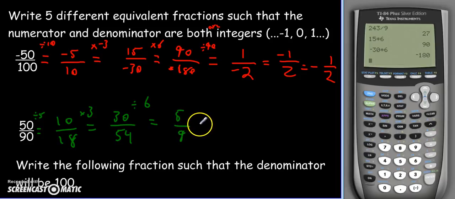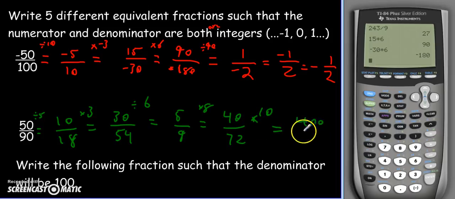To get a couple more, we can multiply the top by, I don't know, 8. That's 40. Bottom by 8. So multiplying by 8, we get 72. That's enough. I don't think we need another one. It's all the same. Let's multiply them all by 10 times 10. We get 400 over 720. All right.